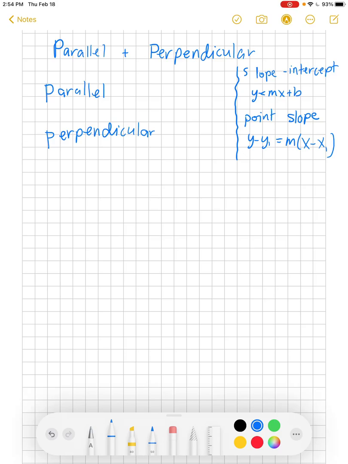Today we're talking about parallel and perpendicular lines. Now you'll recall that parallel lines are a set of two lines that never cross.